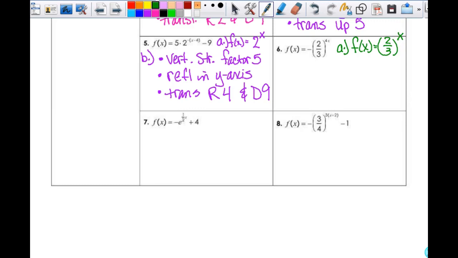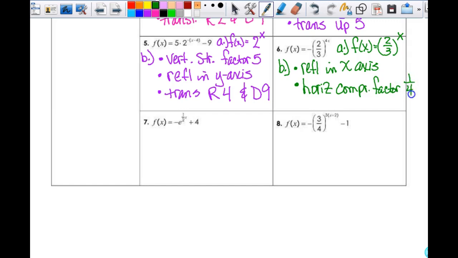That is the base of that exponential, so that means that has nothing to do with my transformations. So then the b part, that negative is going to be a reflection in what? Good, in the x-axis. And then that 2/3 is the base, it does nothing. That 4, what is that? Good, what kind? Horizontal, good. It is a horizontal compression by a factor of what? 1/4, good, because the x lies.